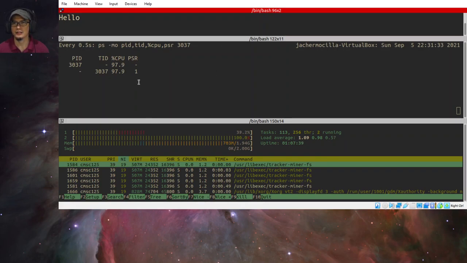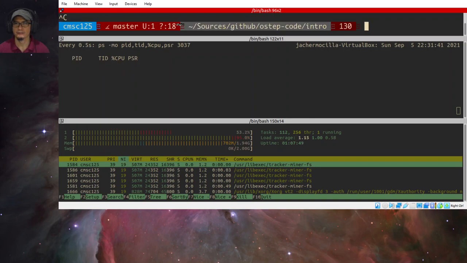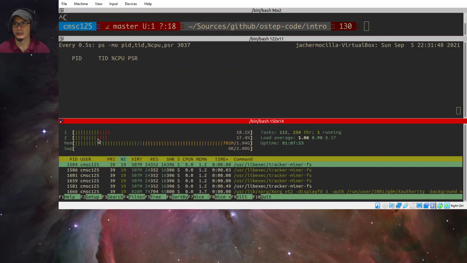So currently, the process is running on core 1. If we stop this process, let's see what will happen. You will notice that this core is no longer full.